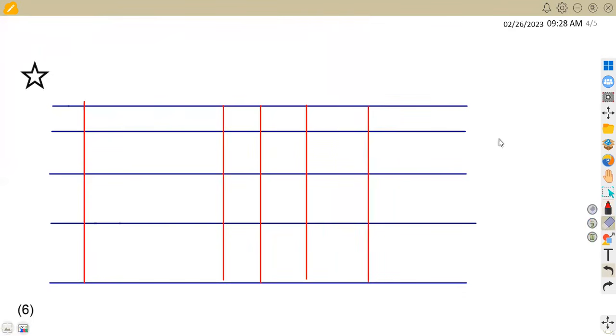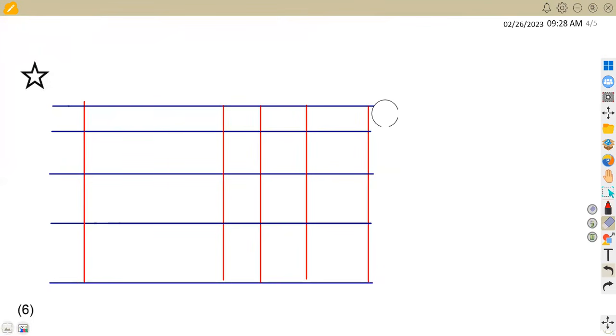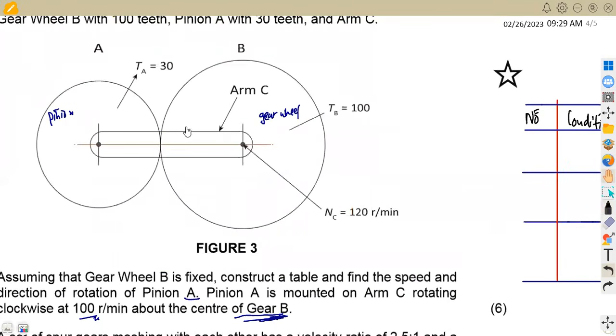For the meantime, I'm just going to remove this. So from this information, guys, I want us to take note: this is not much, don't worry. So we are going to have our number here, then we've got our condition. So we said we are going to have gear A. This is our gear A. We also have gear B there, and we are given the arm. Take note, C is the arm in this case. So we only have 2 gears.